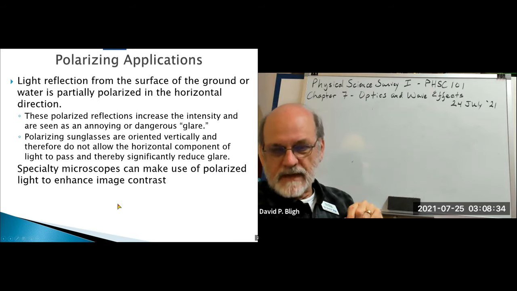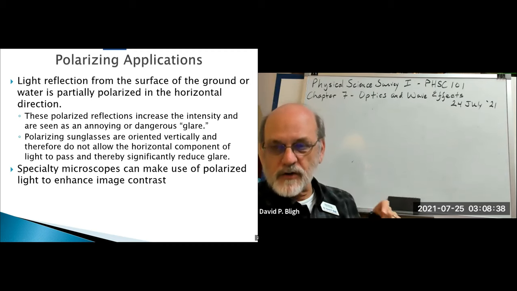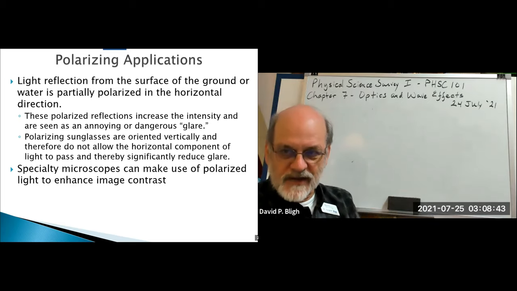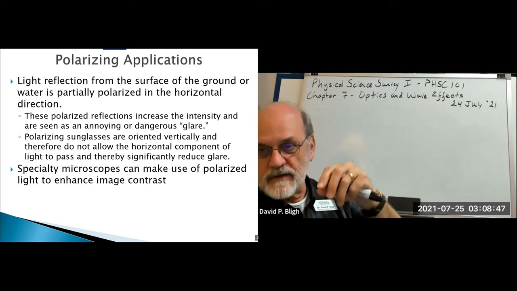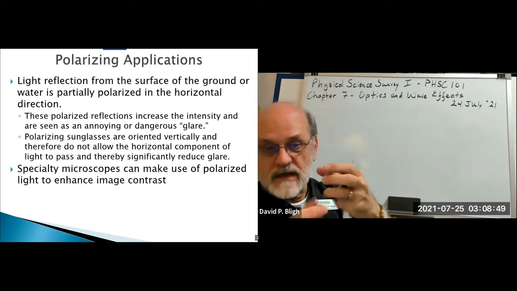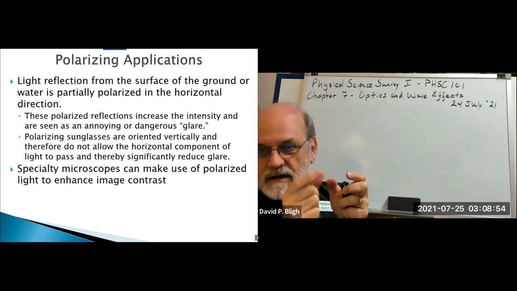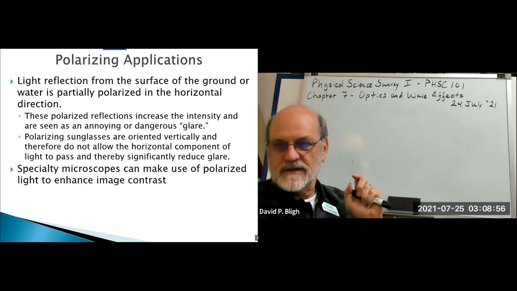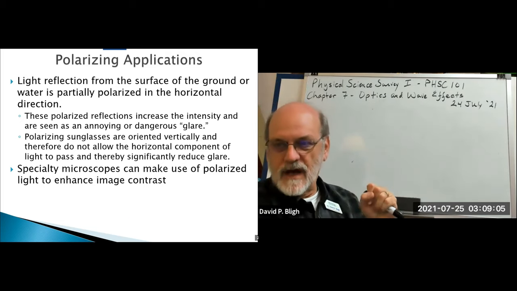All right. We can also use this phenomenon in microscopes. The light that shines through the specimen in your microscope is polarized. And then you have an analyzer in the construction of the microscope that can be rotated to change the contrast based on the polarity of the light coming through the object and give you an enhanced image of the object.